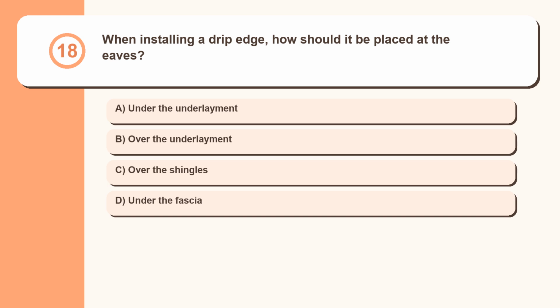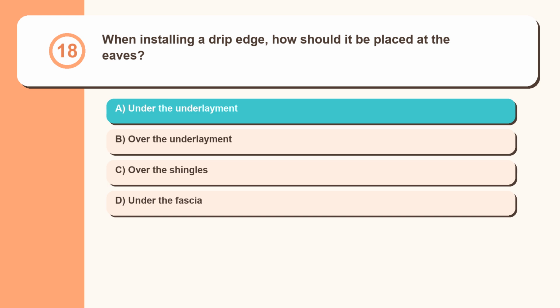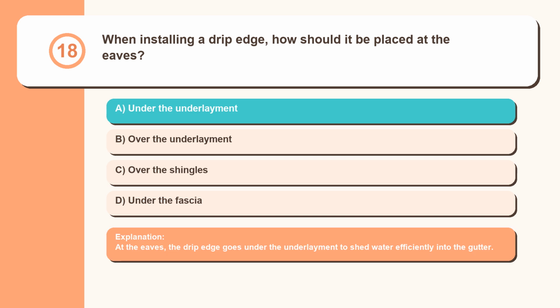Question 18. When installing a drip edge, how should it be placed at the eaves? Under the underlayment, over the underlayment, over the shingles, under the fascia. At the eaves, the drip edge goes under the underlayment to shed water efficiently into the gutter.